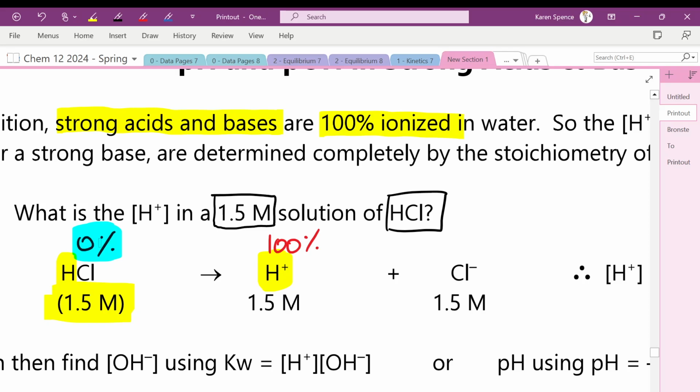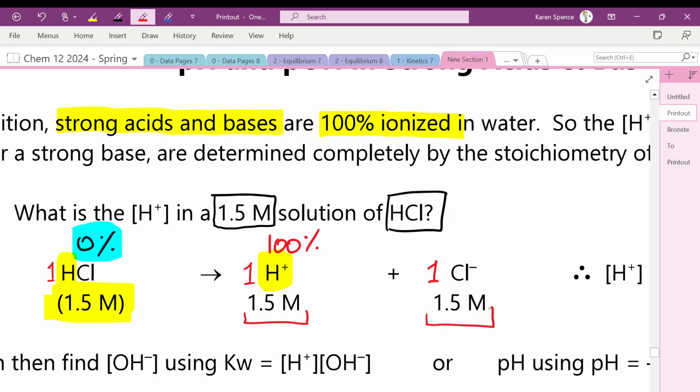How much? None. None is left as HCl stuck together, which is why I put it in brackets, just to remind myself that I don't actually have any HCl stuck together. Okay? But because we have coefficients of 1 to 1 to 1, every one HCl that dissociates, we get 1 H plus, and 1 Cl minus. So the concentration of H plus is 1.5 molar, and the concentration of Cl minus is 1.5 molar.